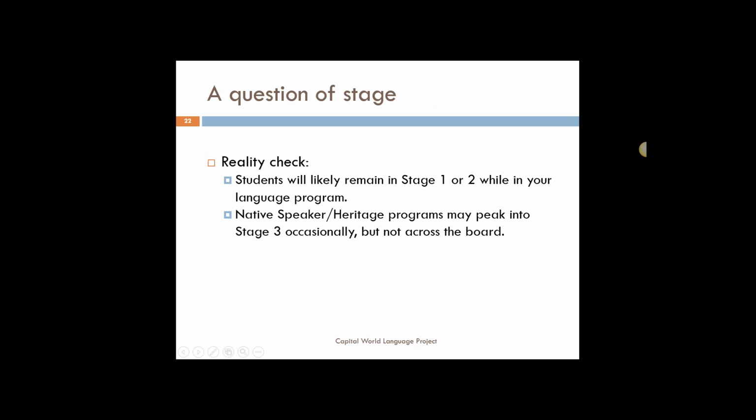You never know, okay? So the reality check, we've talked about this before, is that students are likely going to be stage 1 and stage 2 in a typical high school environment, even up into college, and that native speaker heritage programs might peak into stage 3, but they're not going to do it across the board. So don't be unrealistic about how your students can interact with the concept of culture, okay? Now let's get to structures, our ever favorite one, okay?